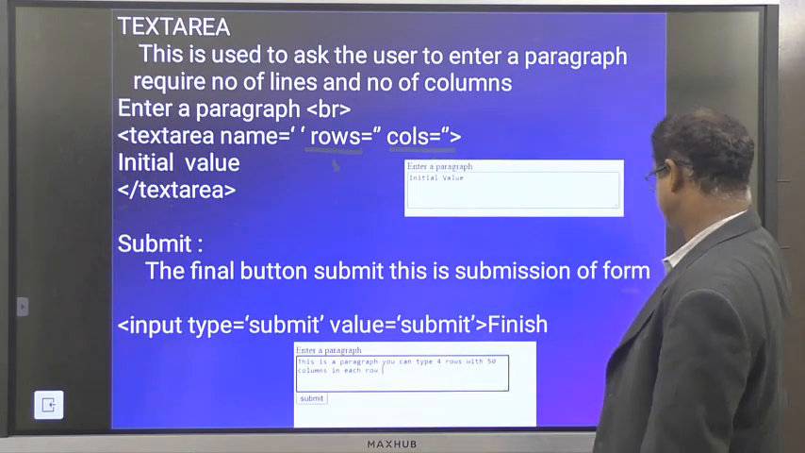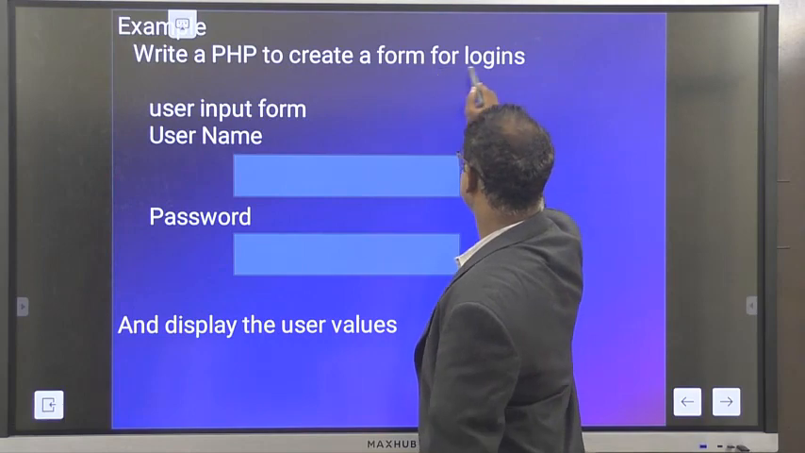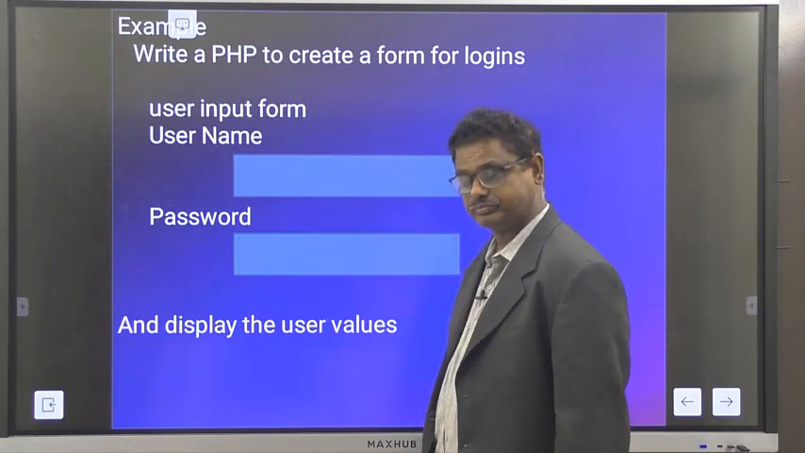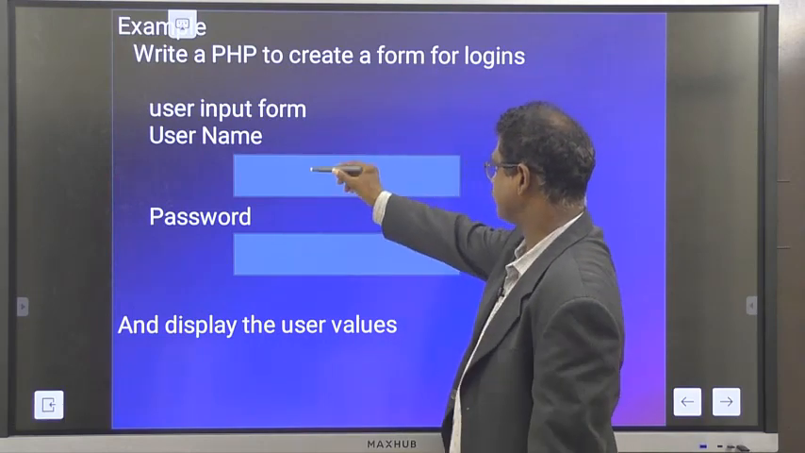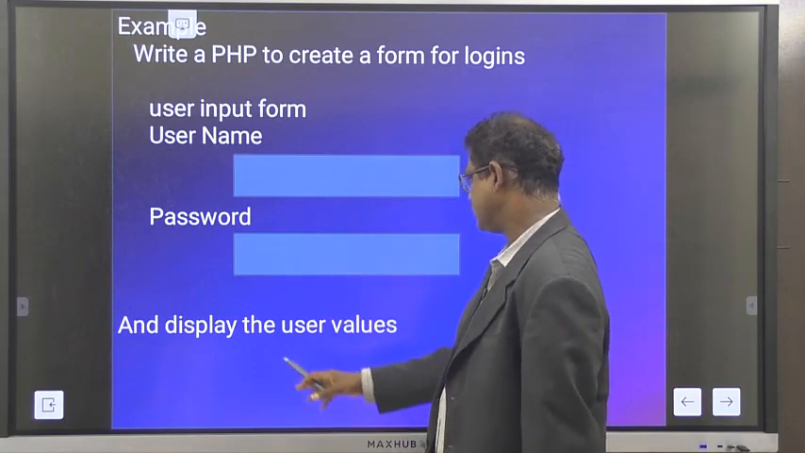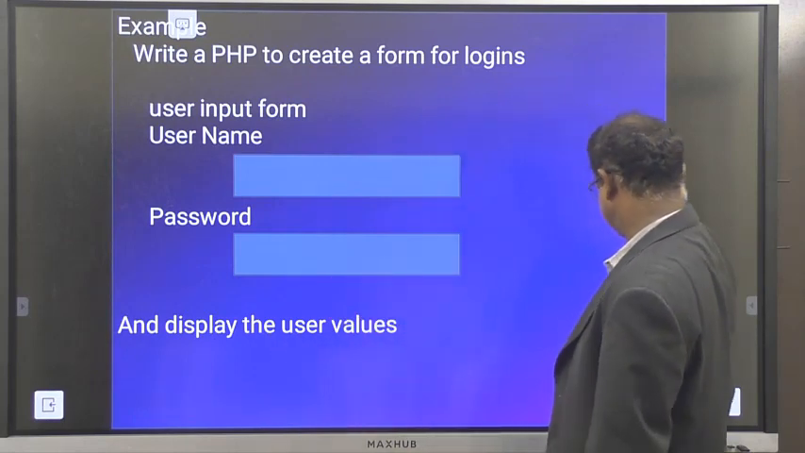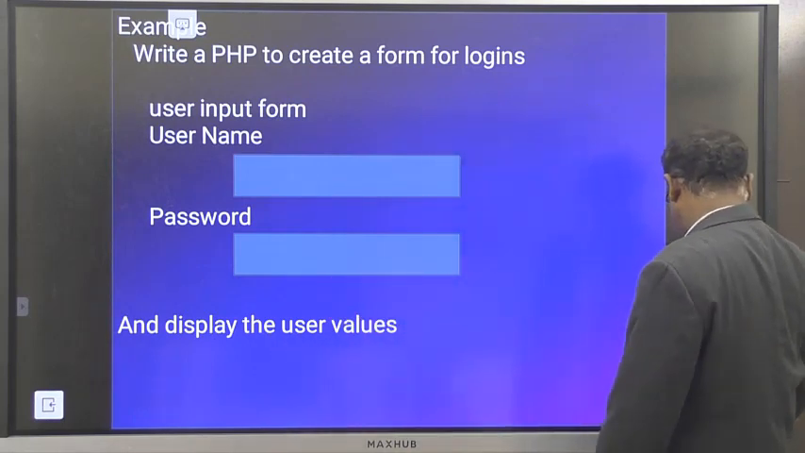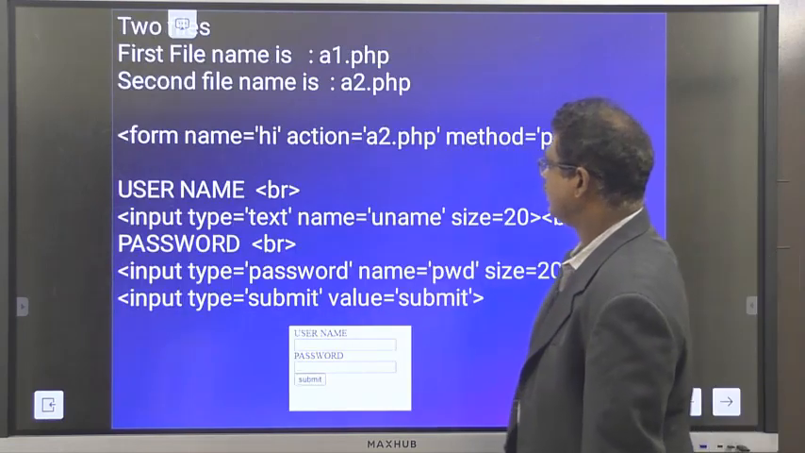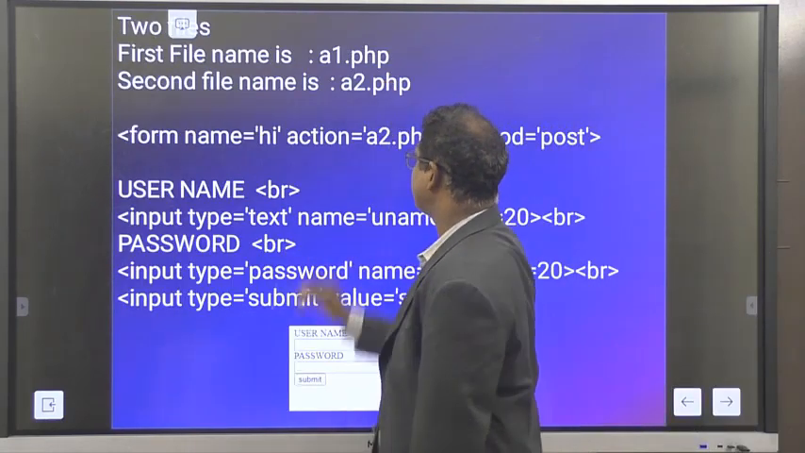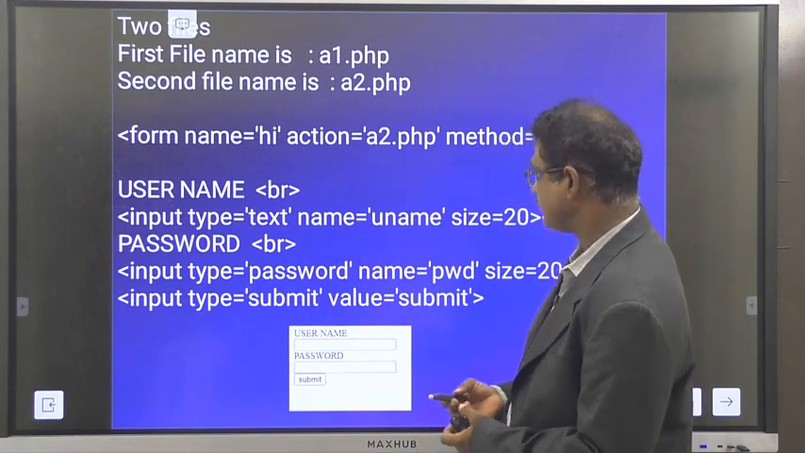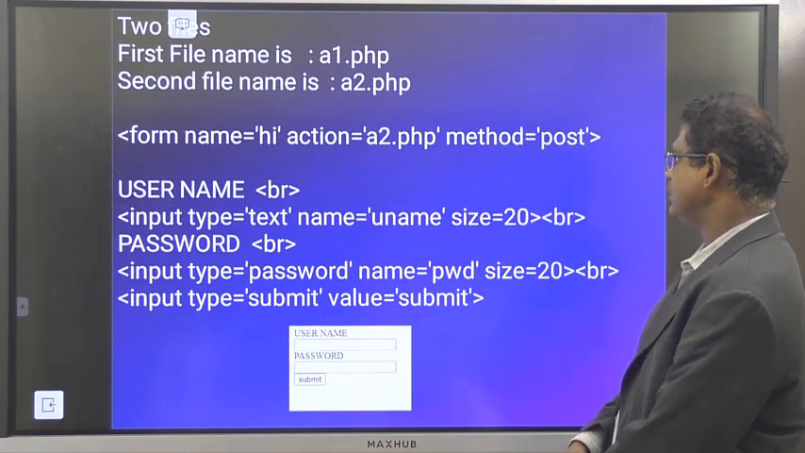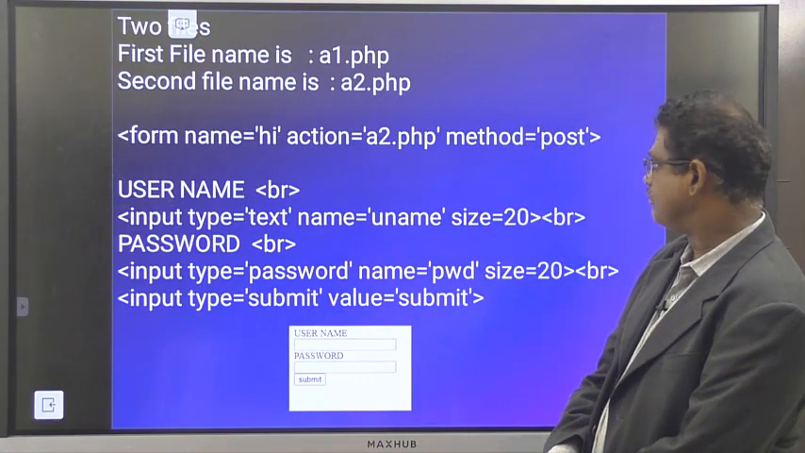Something like this. Okay. To create a form for logins, user input form, username, password, and display the user values. So some small example, let us see. Now first file name is a1.php. The second file name is a2.php. Now you can see form.